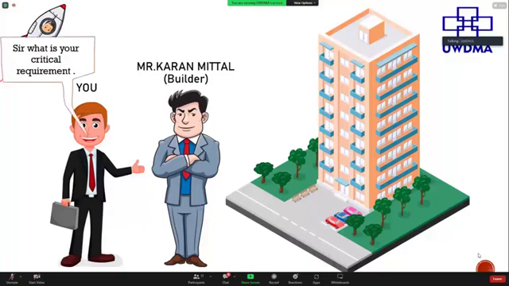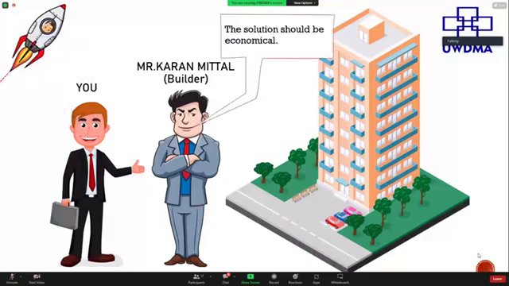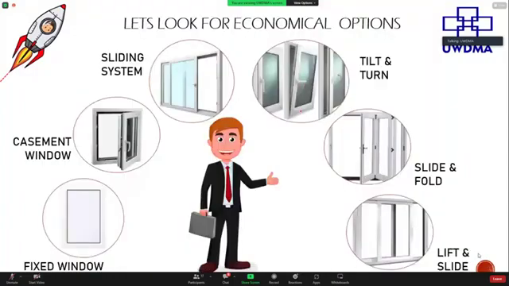So now you go and meet Mr. Karan Mittal and you ask him, what are your critical requirements? His one and only requirement is that the solution should be economical because he doesn't want to spend so much money. So for Mr. Karan Mittal's project, he goes for an economical option. What all options can he go for?